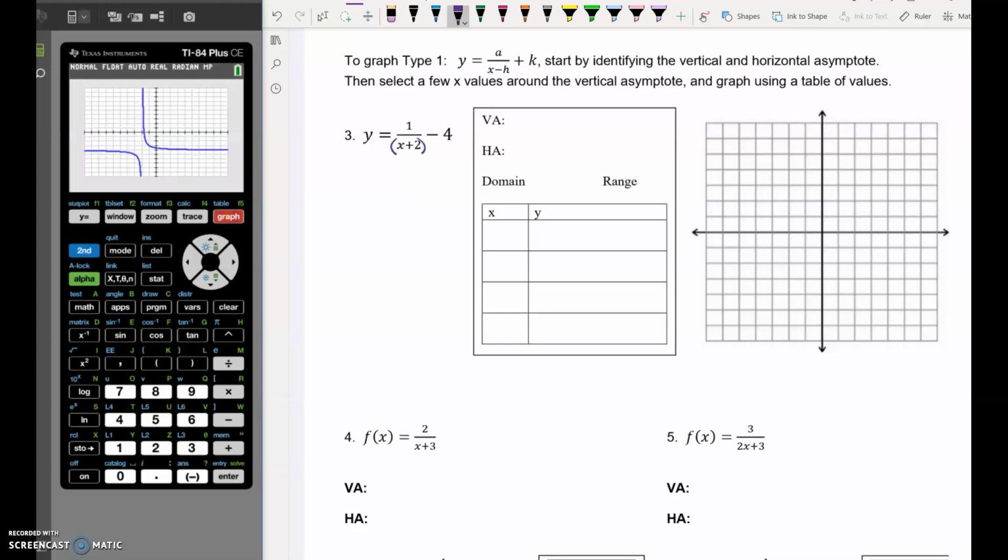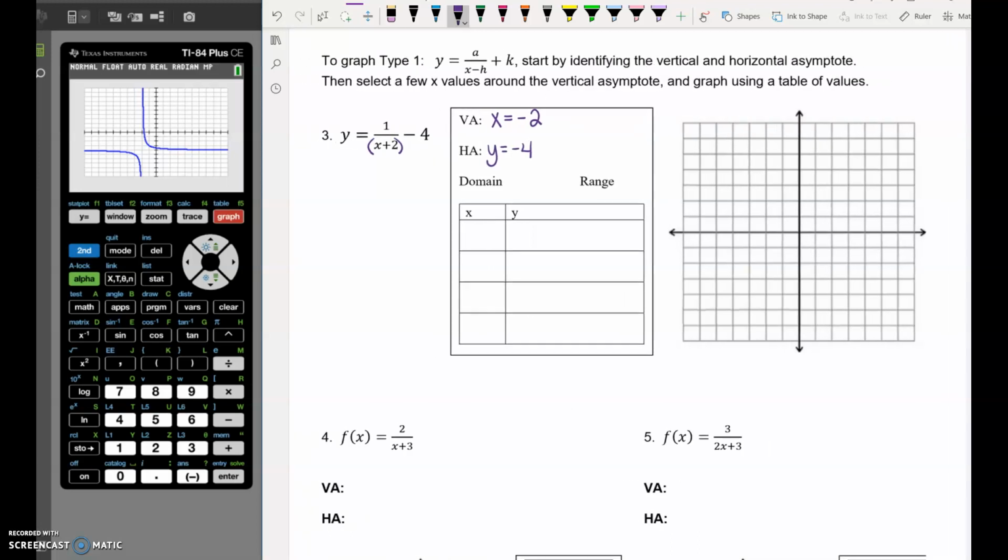Okay, we look at the graph. You can look at the graph to figure out the vertical asymptote and the horizontal asymptote, or you can look at the equation. The vertical asymptote is going to be at x equals -2, because -2 would make the bottom equal 0, and that plus 2 means left 2. The horizontal asymptote is going to be at y equals -4. You can also write in your domain and range right now. X can't be -2, y can't be -4. And on your graph, go to an x value of -2 and put in a dashed line.